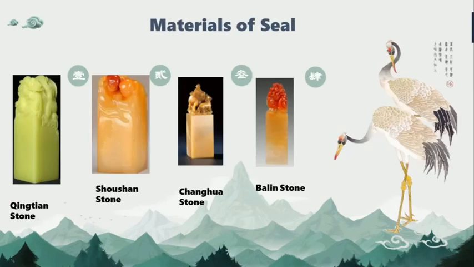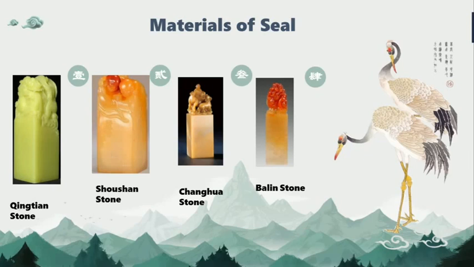Since now we have tools, we need to pick the right material that is suitable for making a seal. There are four main seal materials in China. The first one is Qingtian stone. Qingtian stone has colorful colors, peculiar patterns, and moderate hardness. It is one of the earliest and most widely used engraving materials in Chinese seal engraving art.